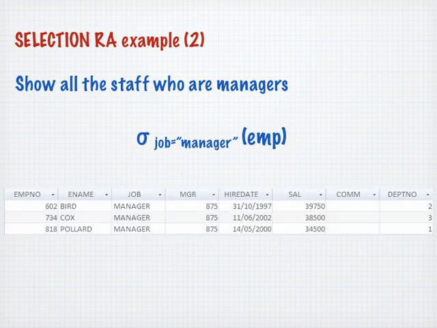And when we evaluate that, we get back this relation here. You can see if you look in the job column, it's only returning those 3 people because those are the only 3 people whose job matches the word manager.